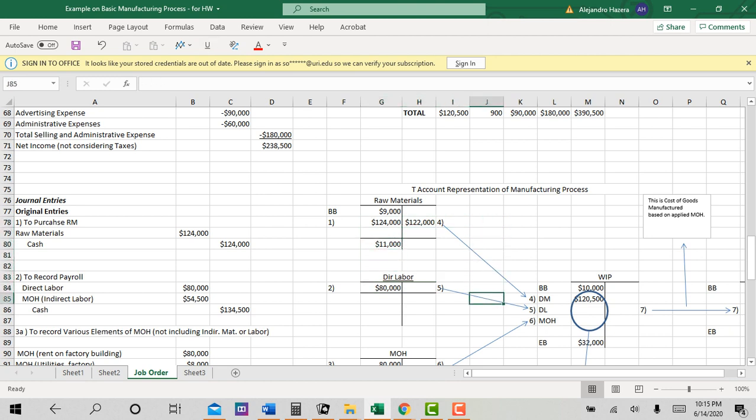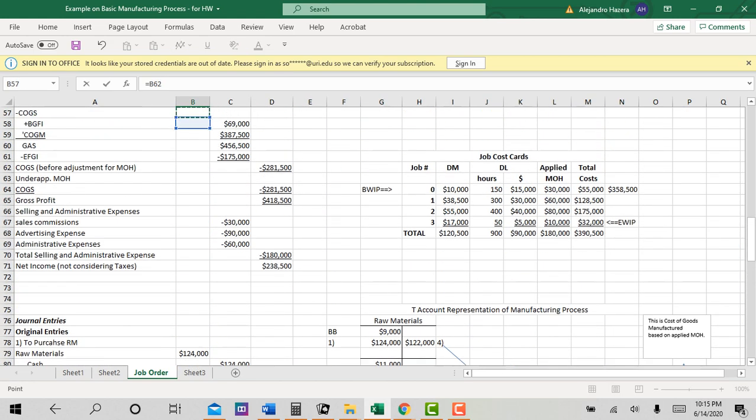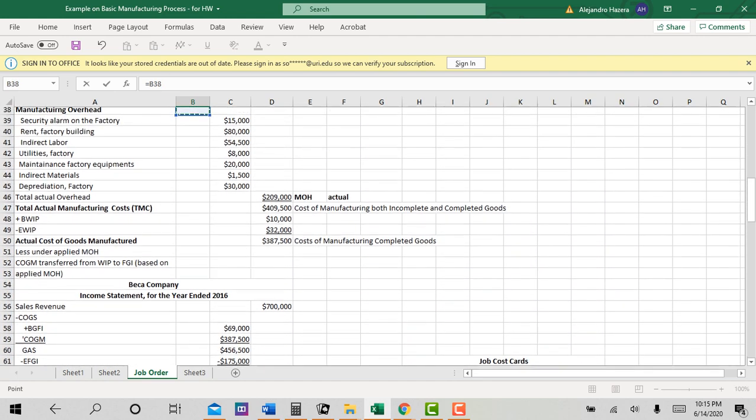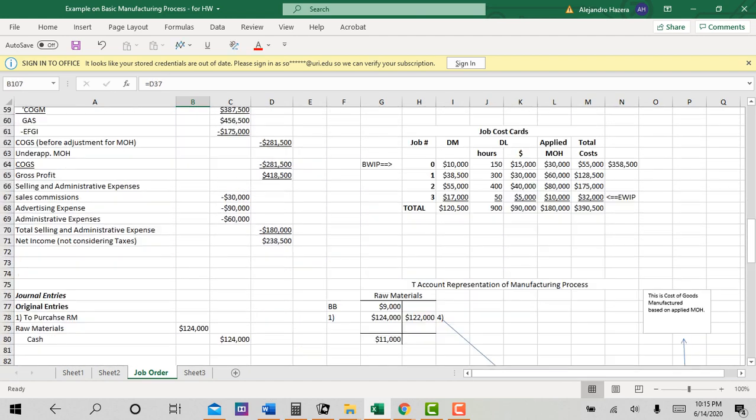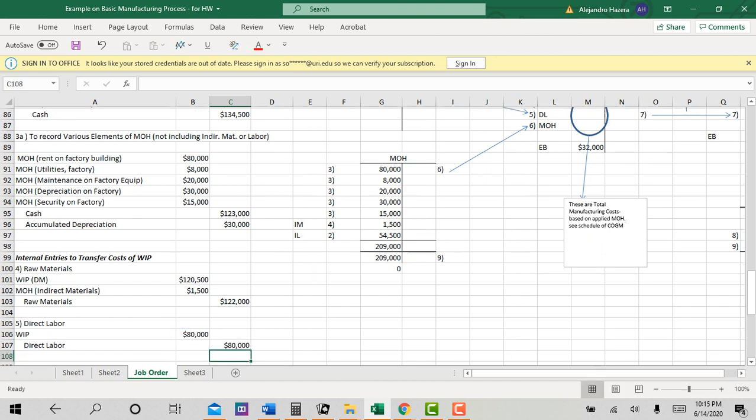wait a minute. Let's do entry 5. Entry 5 is just the transfer of direct labor. So in entry 5, let's go ahead and do this. Finish these and I'll talk about that. My direct labor is, I'm going to debit work in process for the amount of direct labor up here for 80,000. And I'm going to credit direct labor for 80,000.